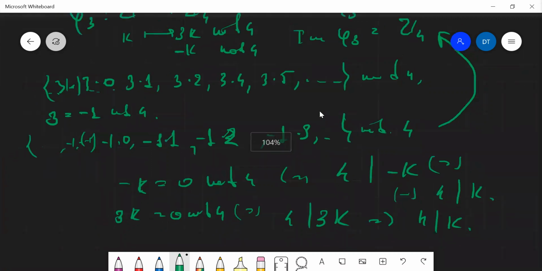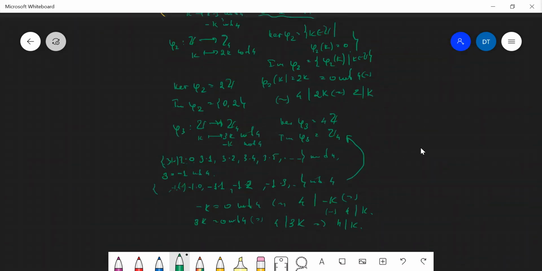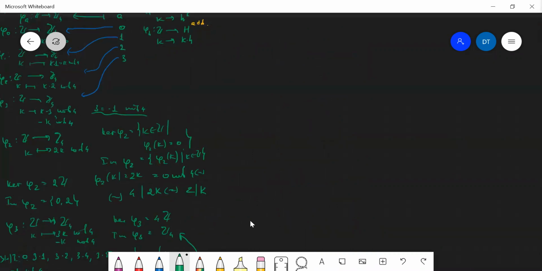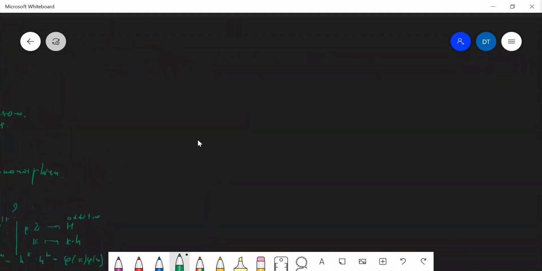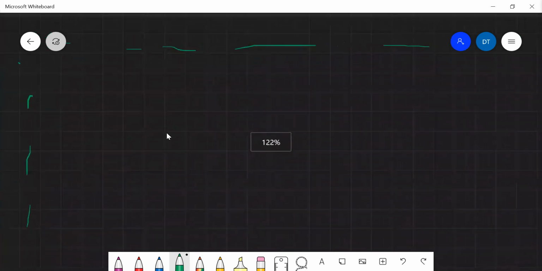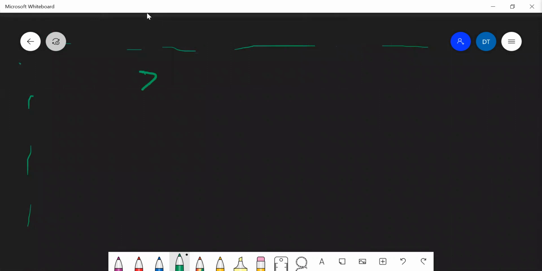Now, are there any questions regarding these examples and how we computed the kernel and the image? Okay, cool. So now I want to discuss the second case when we know how to compute homomorphisms. And this one is the case of a cyclic group. When we're given a cyclic group, let's say Zn with addition, this is a finite cyclic group.